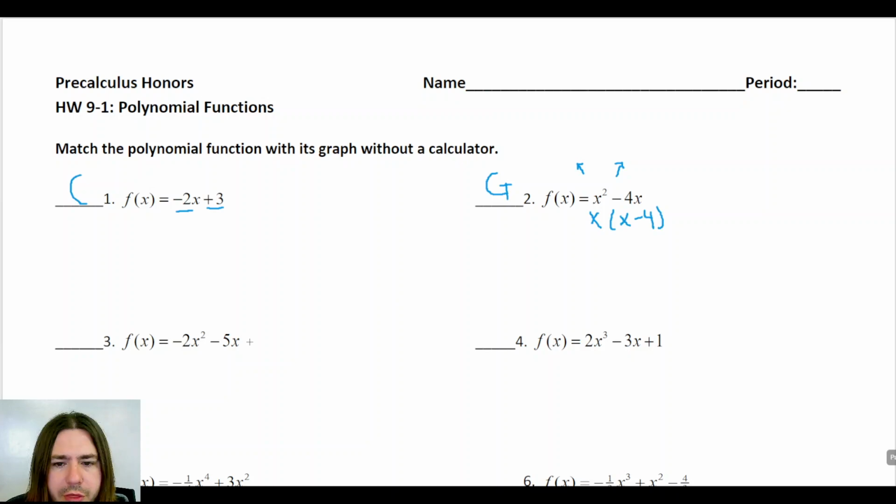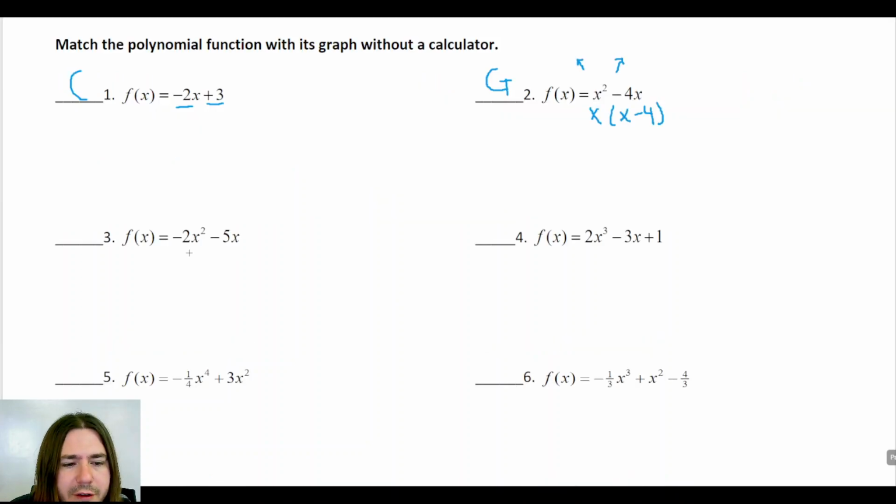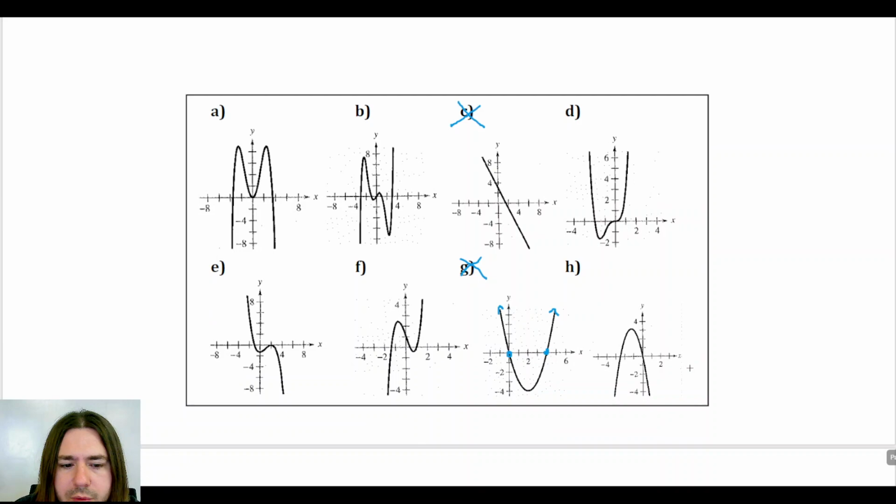For number 3, we've got another quadratic, so we're going to be looking for a parabola. But in this case, the leading coefficient is negative. So the degree is even, the leading coefficient is negative, so the end behavior is going to be down, down. And as far as the x-intercepts are concerned, we can only factor out an x here, and be left with -2x minus 5. So the two x-intercepts are going to be at 0 and at 5 halves, or 2.5. So 0 and 2.5. So let's see here. I'm not seeing one like that.